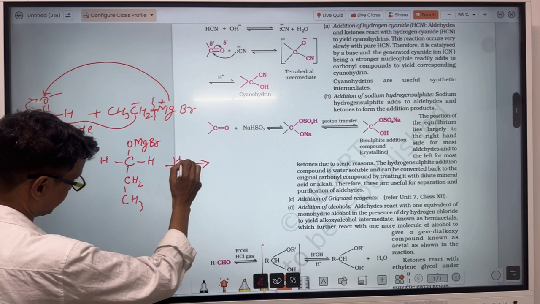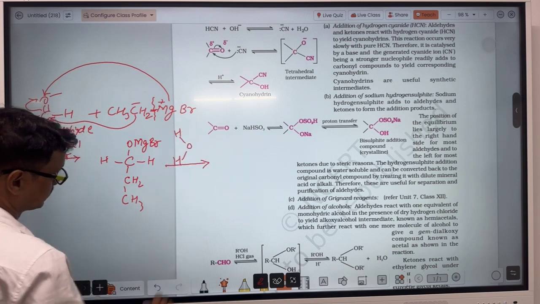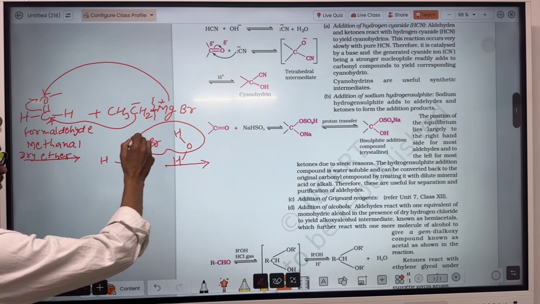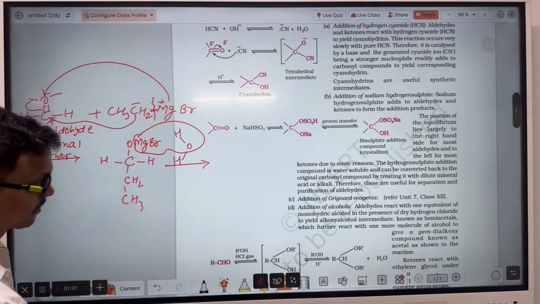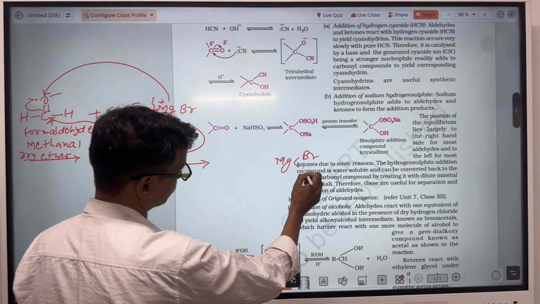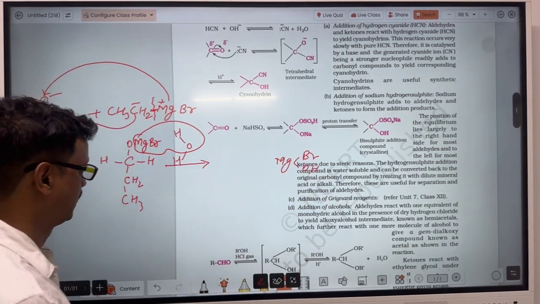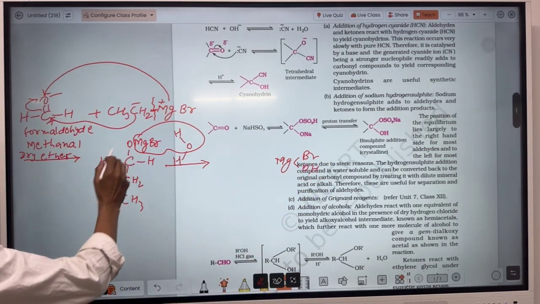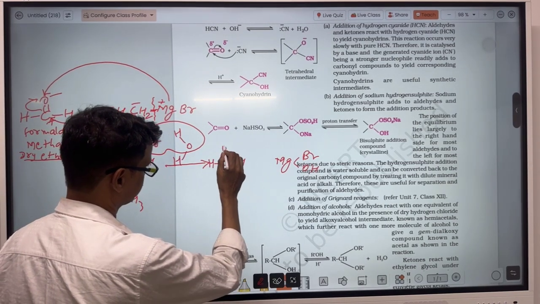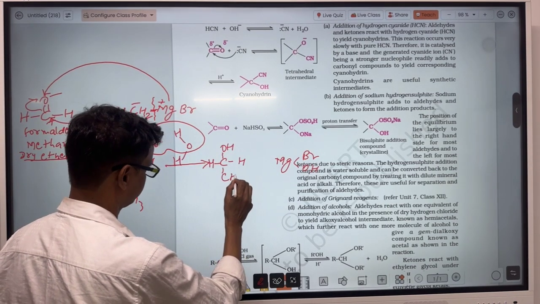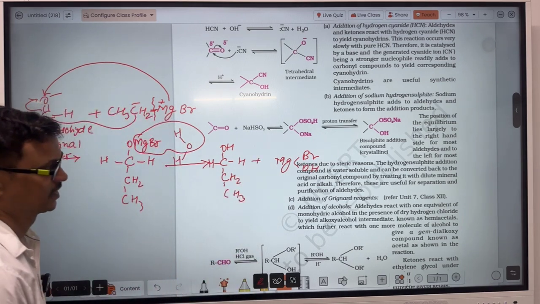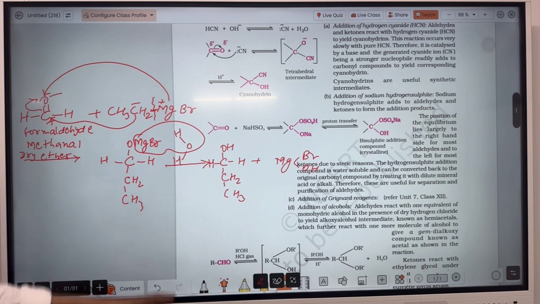When you pass water, there will be H+ and OH-. So magnesium will combine with this OH. The product will have MgBr attached to OH, and the hydrogen will combine with this oxygen. So the compound will be this, and this will be the product.